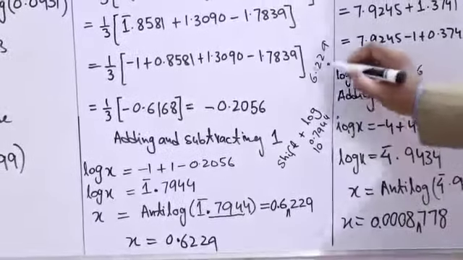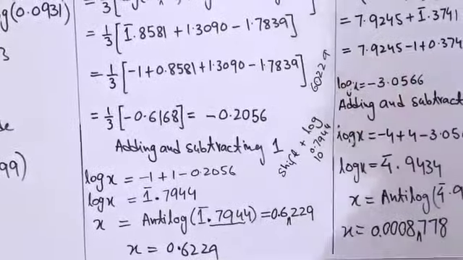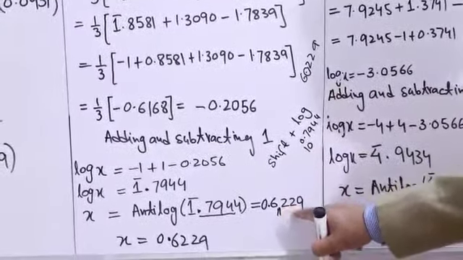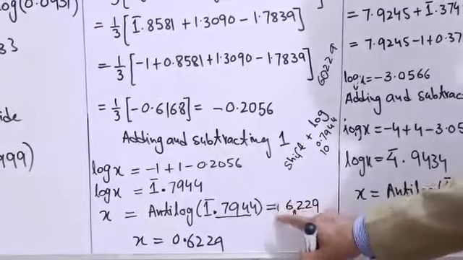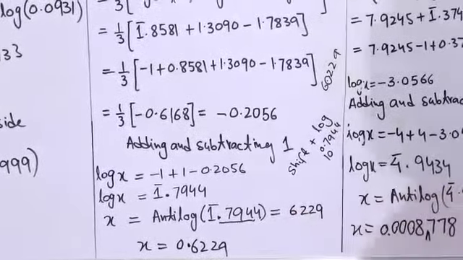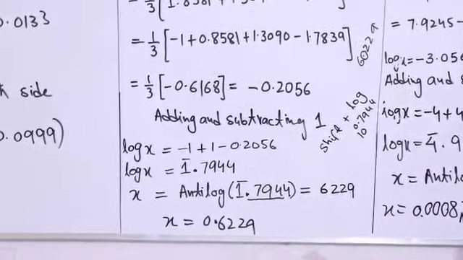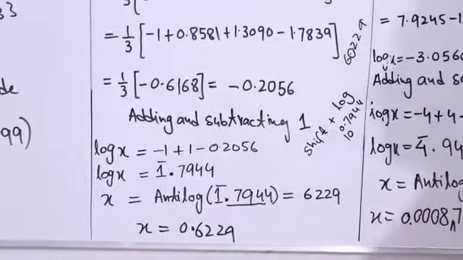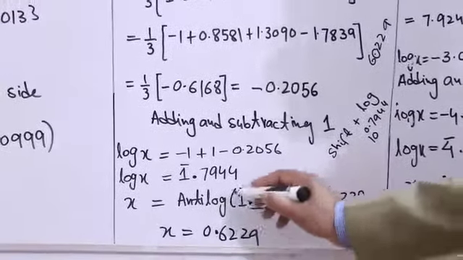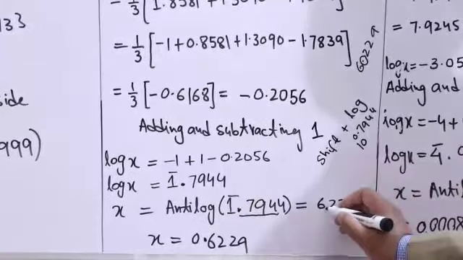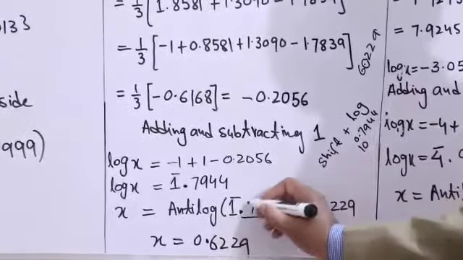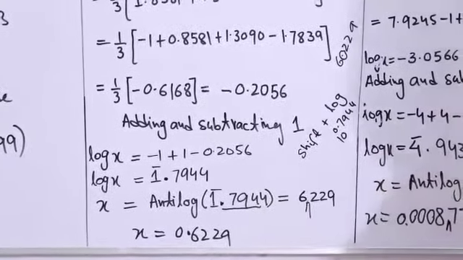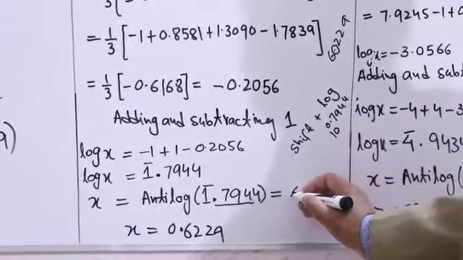You have to ignore this minus and this decimal point, and write 6229. Now we have to decide where the decimal point goes. For example, we have 6229 by ignoring the decimal point. Now here this is minus 1, so we adjust where our decimal point is. The first non-zero digit is here. Since this is minus 1, our decimal point will be on the left side, after one digit, here.